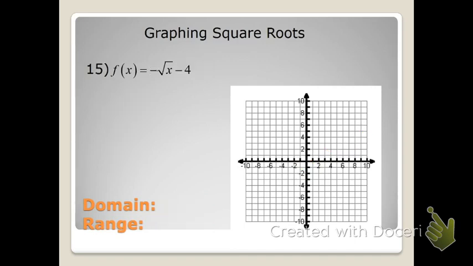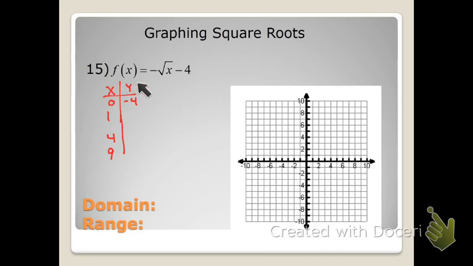Now what? I'm going to hit pause. There's no horizontal shift. Nothing's changed underneath the radical. So our XY chart is going to start at 0, -4. And then, guys, you're going to count in perfect squares. 1, 4, 9.